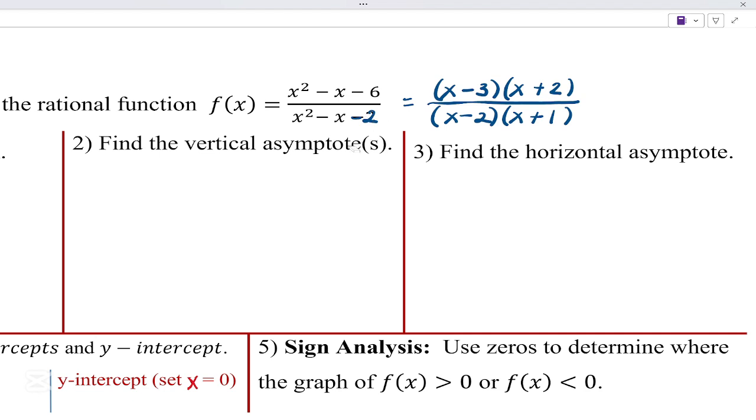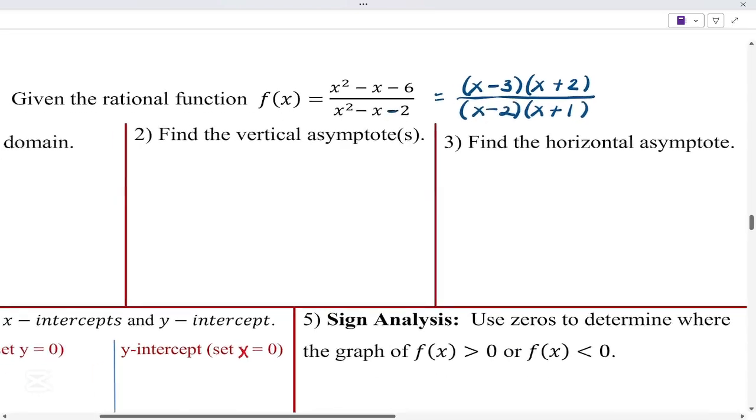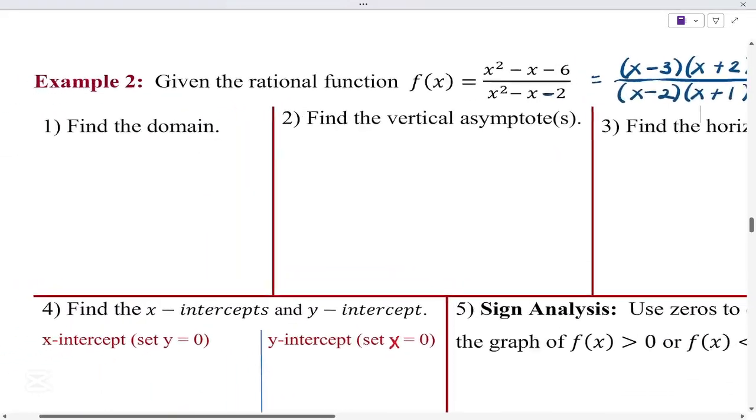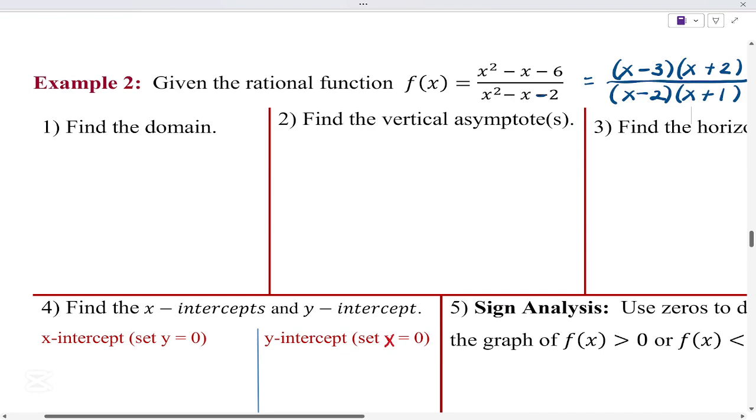Since we can see here that there is no common factor in the numerator and denominator, it means that there is no hole in this rational function. So we can now find the domain of the function. For the domain, since this is a rational function, the denominator cannot be 0. And the x values that make this denominator 0 are positive 2 for this and a negative 1 for that. So we can write that the domain is all real numbers except positive 2 and minus 1.